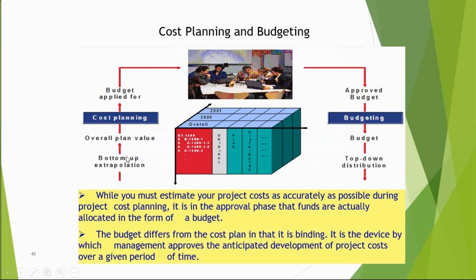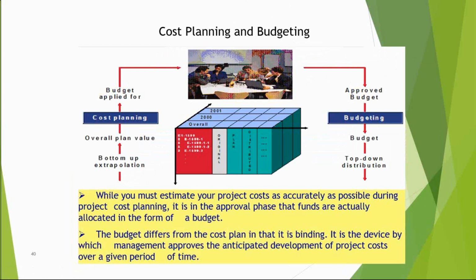See, now my cost planning is bottom up. I will be taking it from my least activities to my WBS. It is bottom up. But once I have the budget, the approved budget is always a top-down distribution.